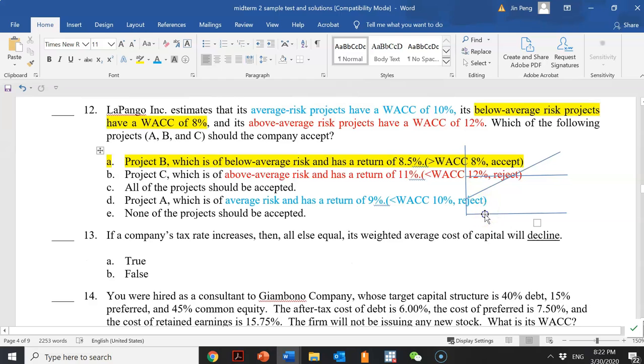Probably I should move the graph a little bit. Okay. I'll just leave it like this.